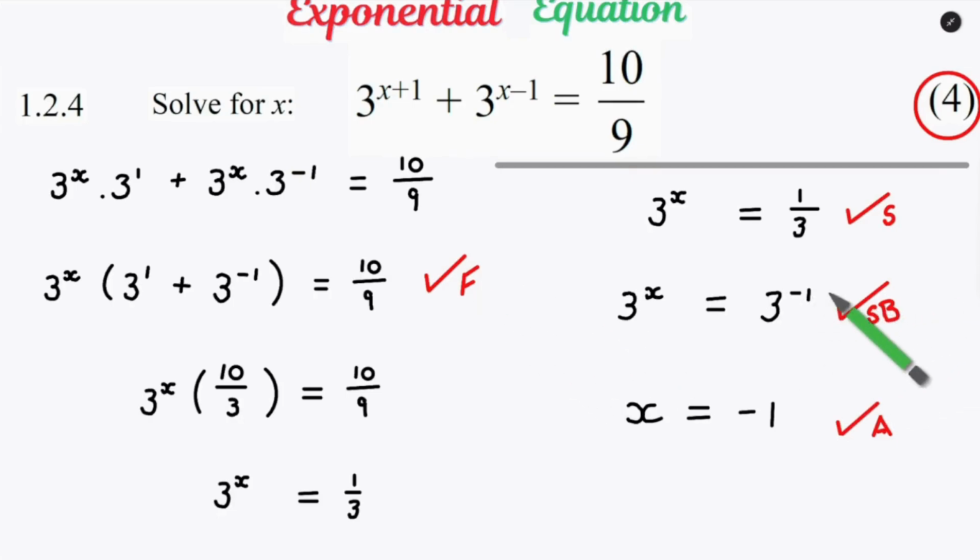And your 4 marks come from the factorization, the simplification, same bases, and answers.